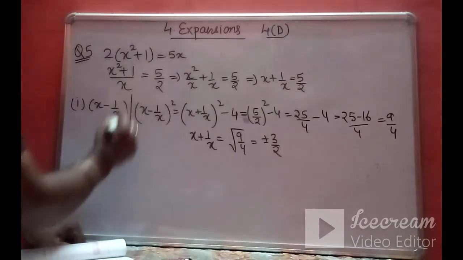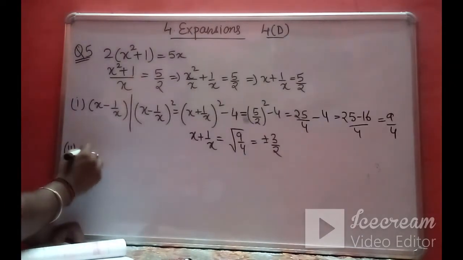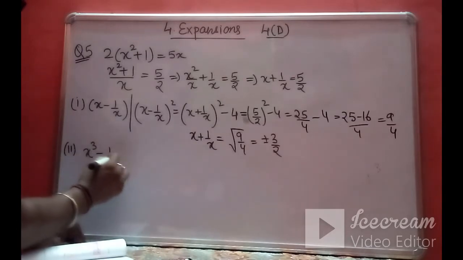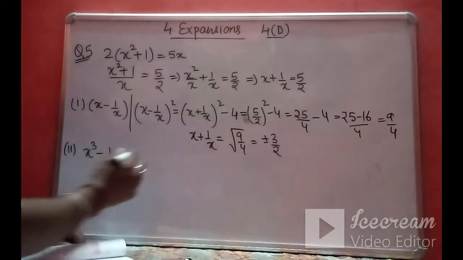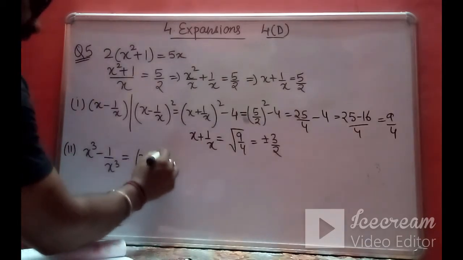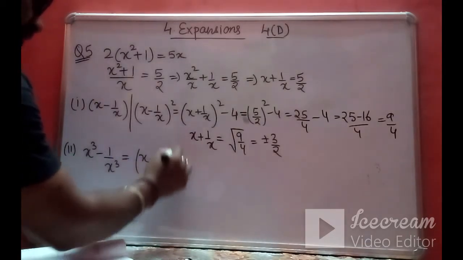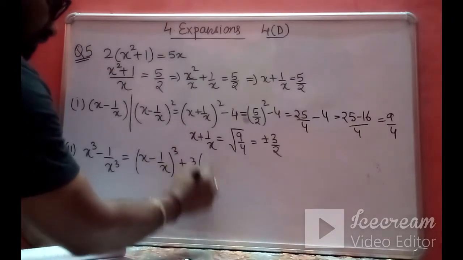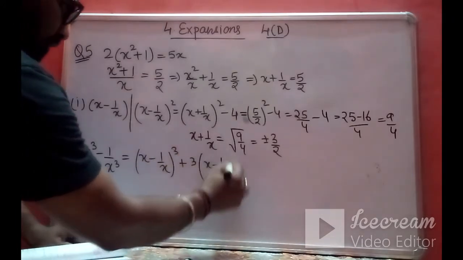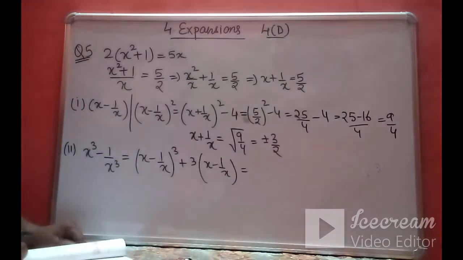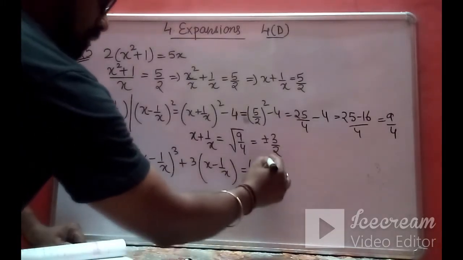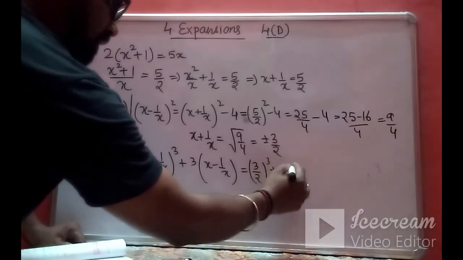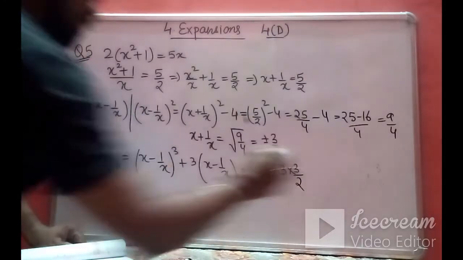Now for the second part, we have to calculate x cube minus 1 upon x cube. So we will use the formula: (x minus 1 upon x) whole cube plus 3 into (x minus 1 upon x). So we will put the value 3 by 2, that is (3 by 2) whole cube plus 3 into 3 by 2. Okay.